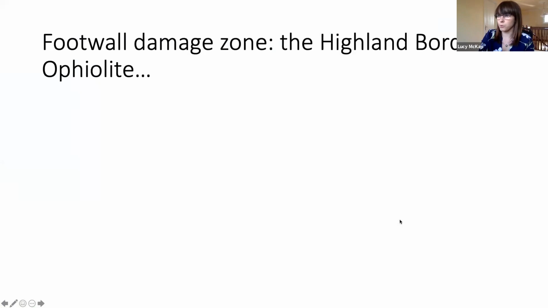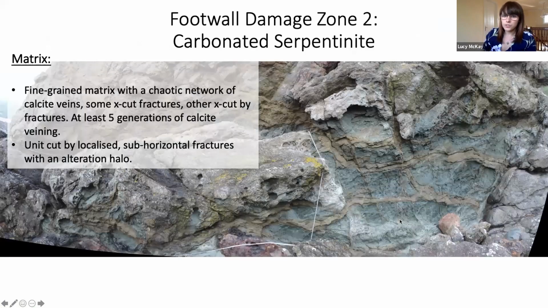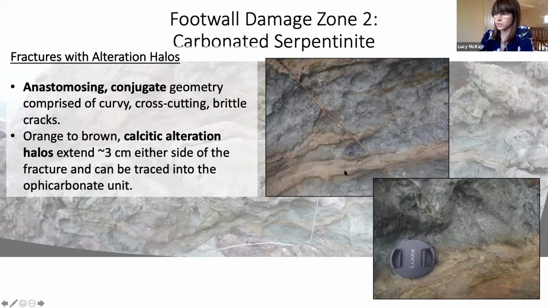So starting with the Highland border ophiolite. The first unit is a carbonated serpentinite, shown in this picture, and it's comprised of a chaotic network of cross-cutting calcite veins, and it's cut by localized subhorizontal fractures that display an alteration halo, as you can see in the zoomed in images. The fractures have an anastomosing and conjugate geometry, with the alteration halo about 3 centimeters either side of the fracture.